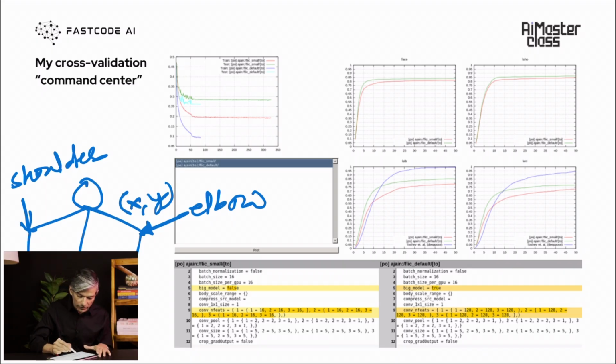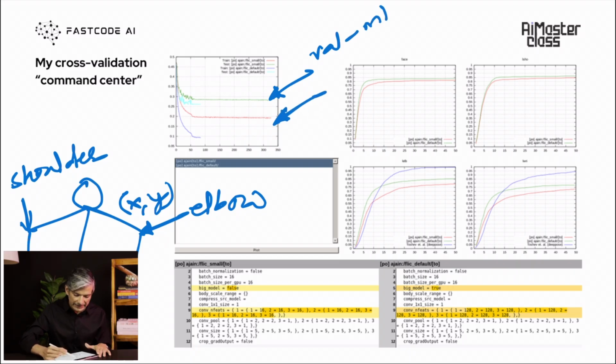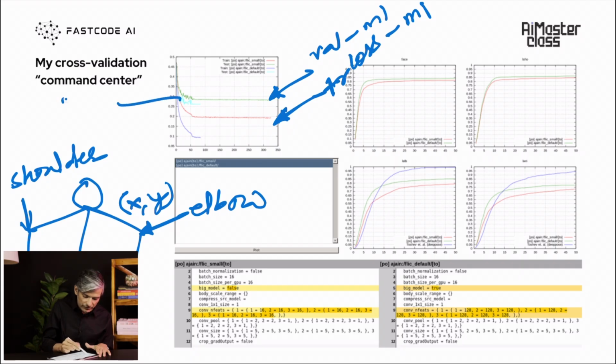Here we have two models. You cannot read it, but the green one is the validation loss of model 1, so let me call it model M1. The red one is the training loss of model M1. Similarly, this is the validation loss of model M2, and this is the training loss of model M2.